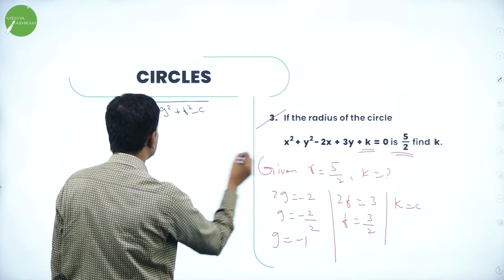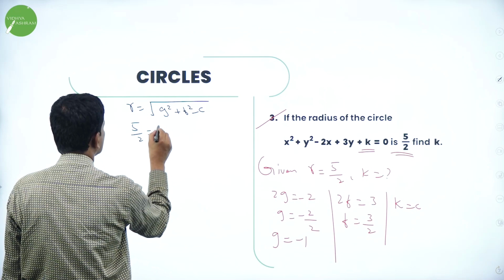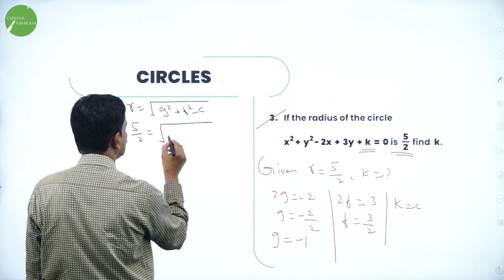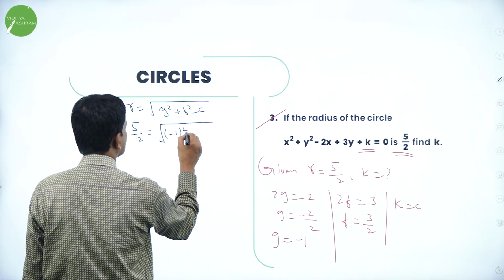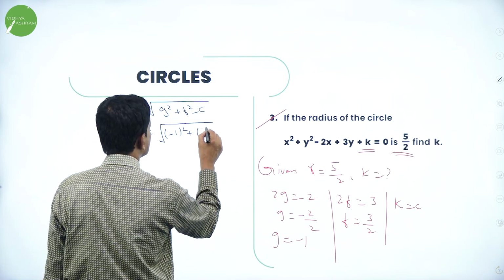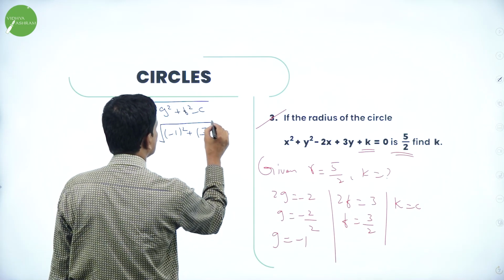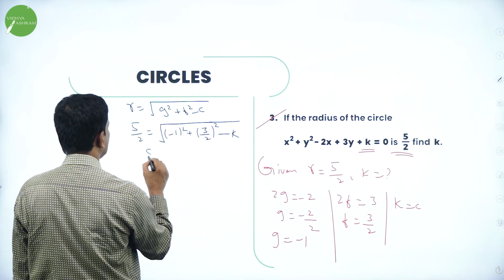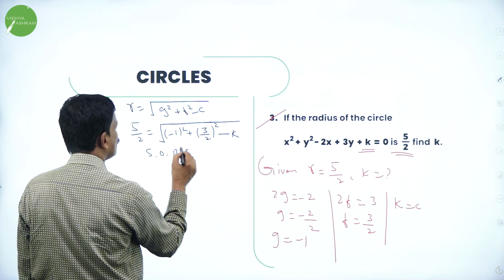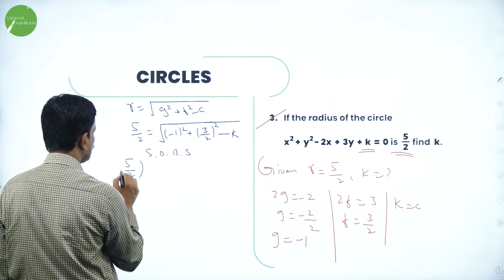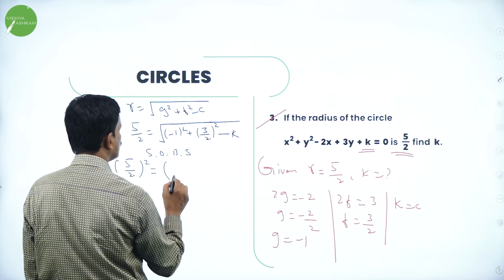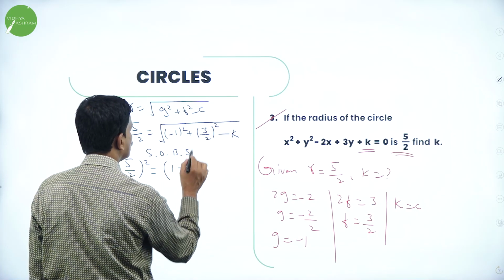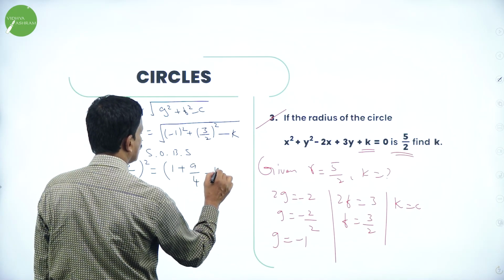So radius is given 5 by 2 is equal to root of g square, that is minus 1 square, plus f square, f is equal to 3 by 2 whole square, minus c. What is c? C is nothing but k. Now just squaring on both sides, square this. If I square on both sides, 5 by 2 whole square is equal to, square root gets cancelled, 1 square is 1 plus this is 9 by 4 minus k.